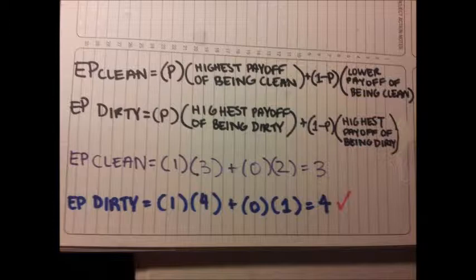If you add the probabilities and payoffs, we see that the EP of being clean is 3, while the EP of being dirty is 4. Therefore, we are able to mathematically solve what the roommate should do.